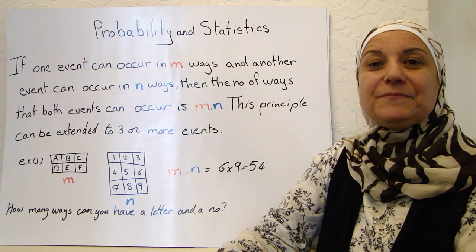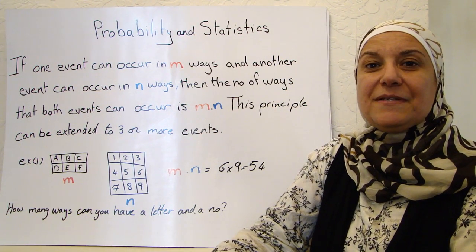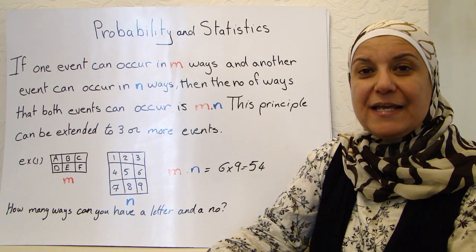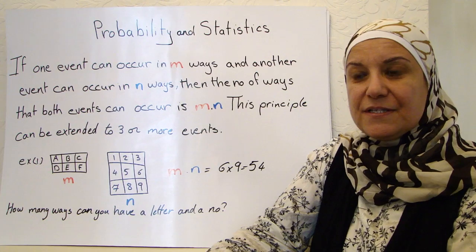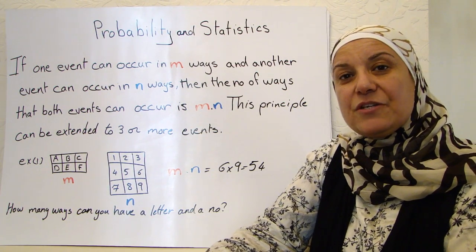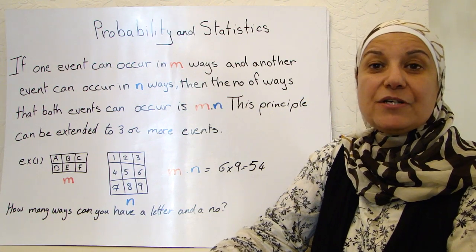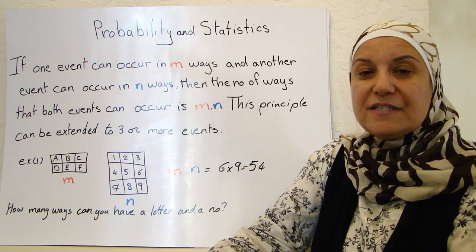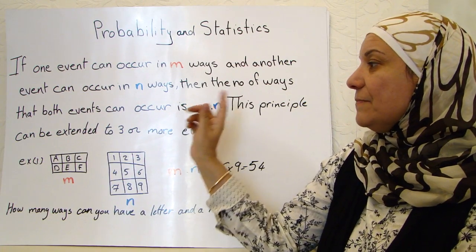Now, if you have blouses which are red, green, and blue, and then you have three skirts which are white, blue, and red, and you want to have a combination of those blouses and skirts, how many combinations of those can you have? This is what we call m times n.